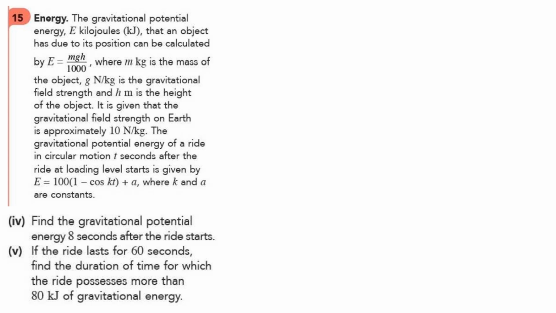Okay, so now we have part 4 and part 5. What do we need to do in part 4? Part 4 is supposed to find the gravitational potential energy at 8 seconds. So what do we do with that? Yes, we have to use the second equation, that's E equals 100 bracket 1 minus cos kt. So you just substitute your t to be 8 seconds.